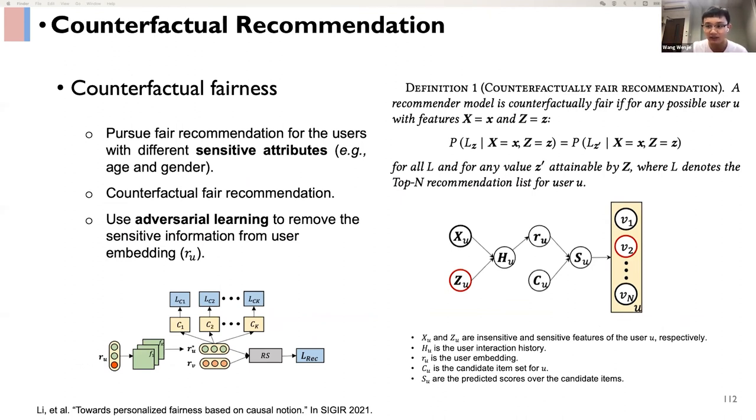Actually, fairness has been well studied in the traditional machine learning domain, right? Many researchers have studied the fairness problem regarding sensitive attributes, for example, age, gender. In recommendation, the definition of counterfactual fairness has also been explored. In the recommendation domain, we only talk about the user side of fairness. So the user side of fairness can be explained like this.